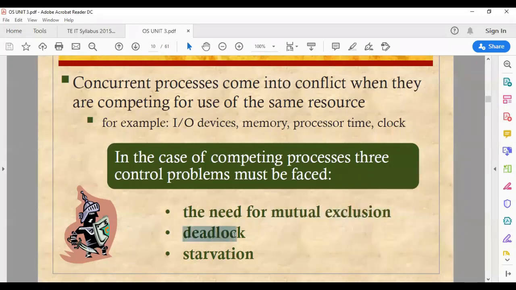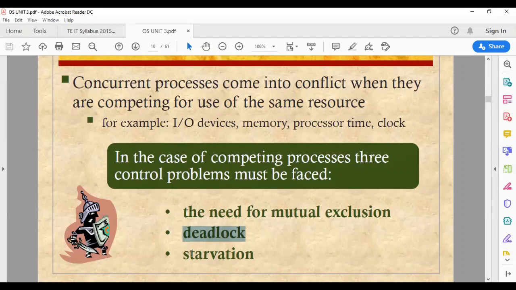Then the second one is deadlock. Suppose I have been allocated a resource. In simple language, I am teaching the OS lecture continuously in the TE class and I am not releasing the resource. Meanwhile a lecture is going on in the B class, and I want to go to the B class, but that teacher is not releasing it. So what happens here? Neither is executing. It will be a deadlock state. No process is executing.